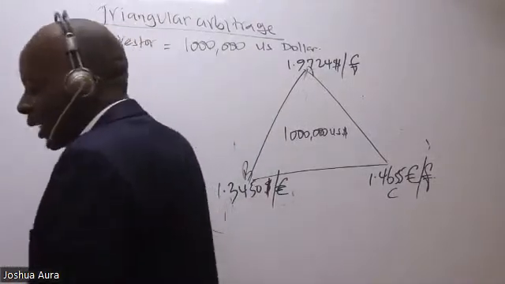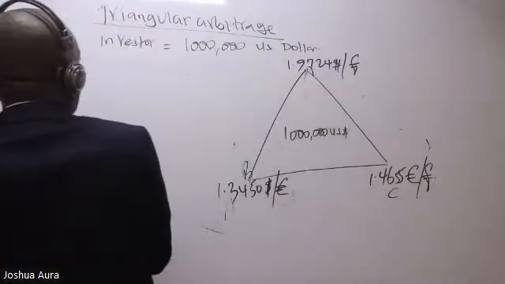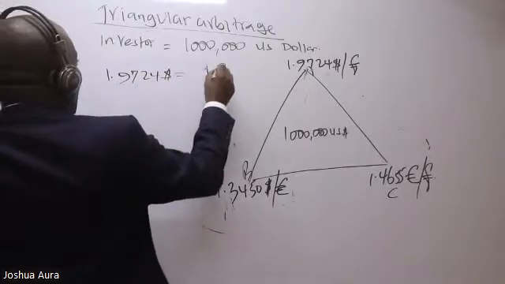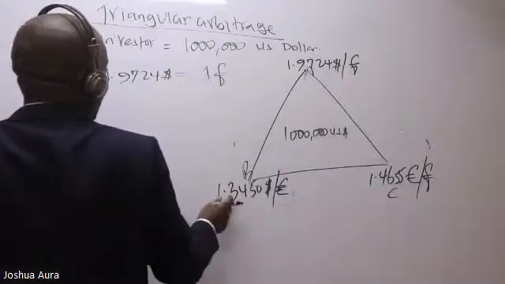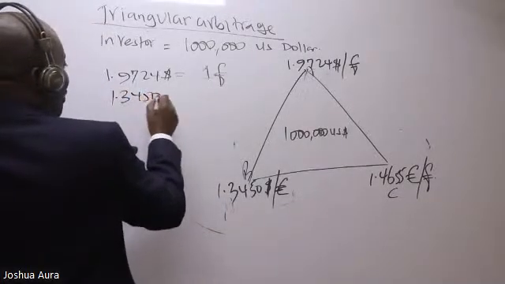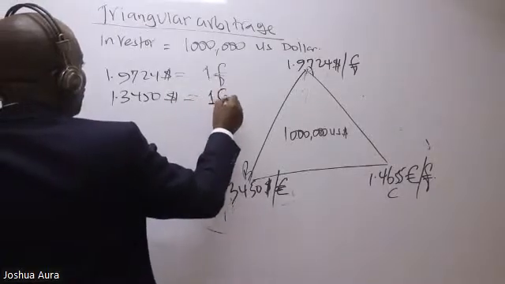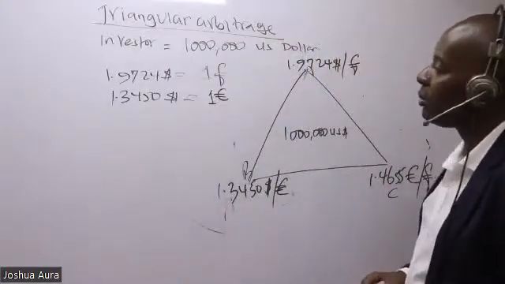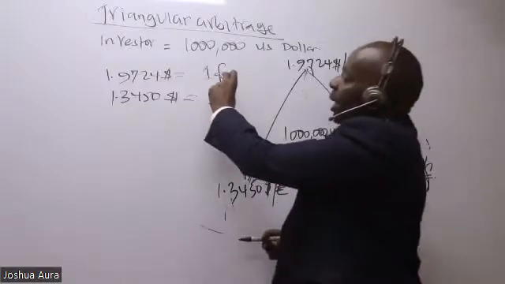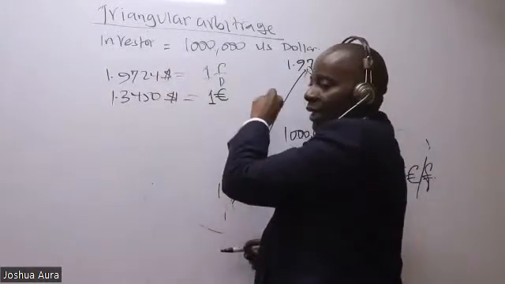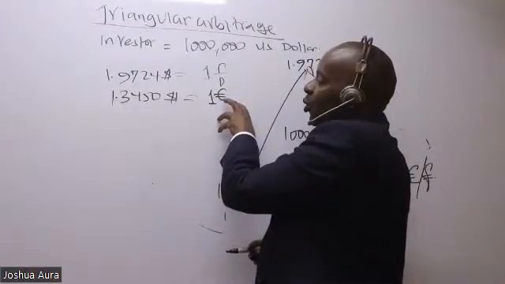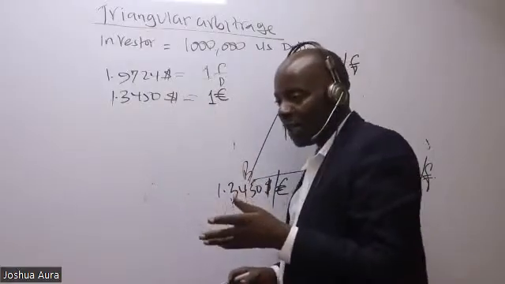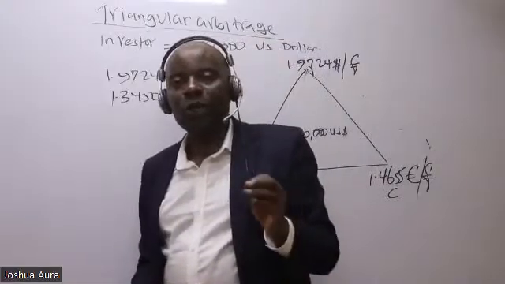So, ladies and gentlemen, this reads as follows. $1.9724 equals 1 pound. And then we have $1.3450 equals 1 euro. The question is, between the euro and the pound, which one is weaker? You can see to buy 1 pound, you need 1.97. To buy a euro, you need $1.345. So here I need fewer dollars. So the euro is weaker.